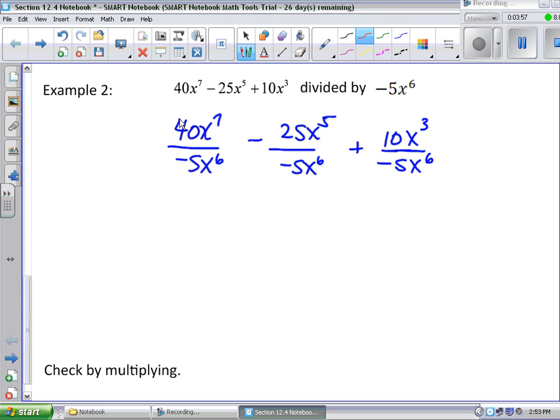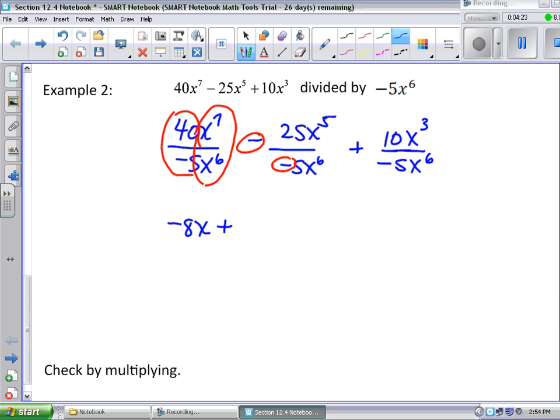So I'm ready to reduce. I'll start off with 40 divided by negative 5. 40 divided by negative 5 gives us negative 8. And then I have x to the seventh divided by x to the sixth. And when I subtract the exponents, I'll just get x, or x to the 1, which is the same as x.